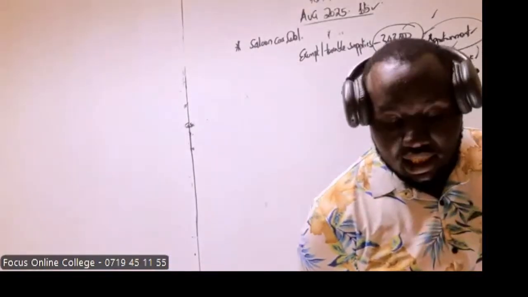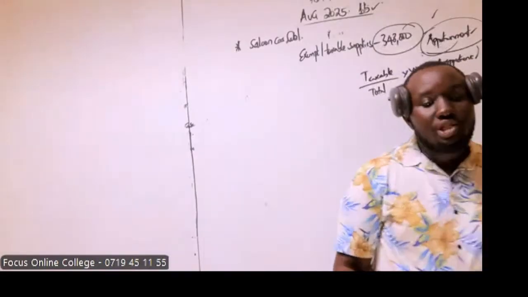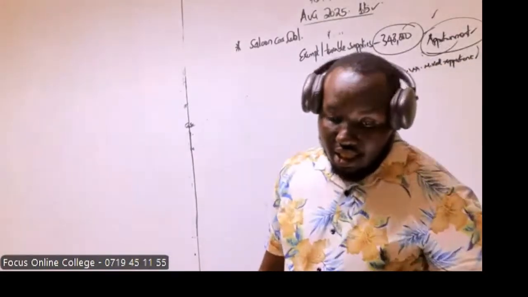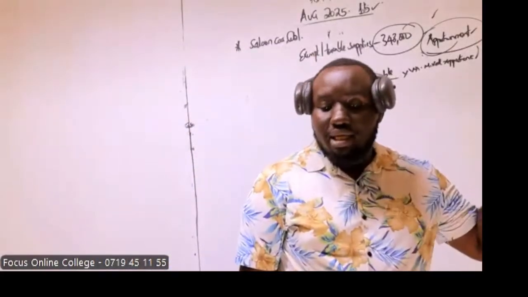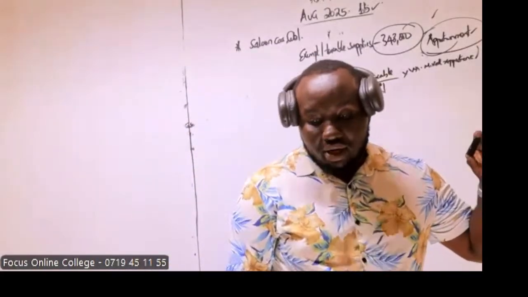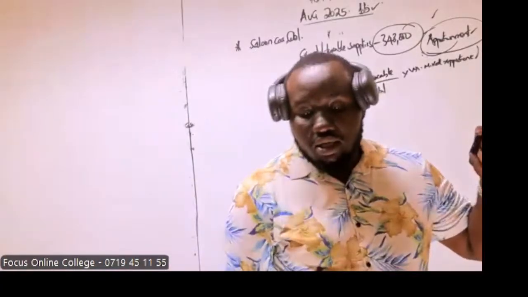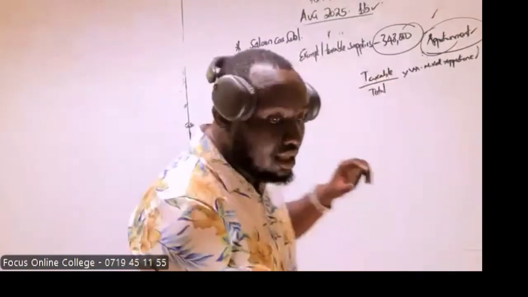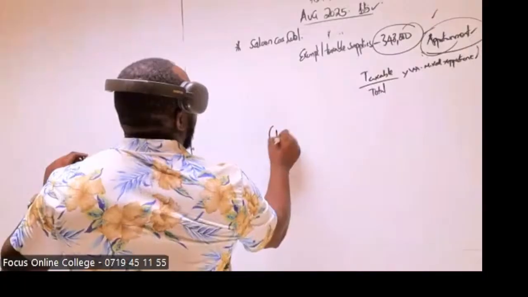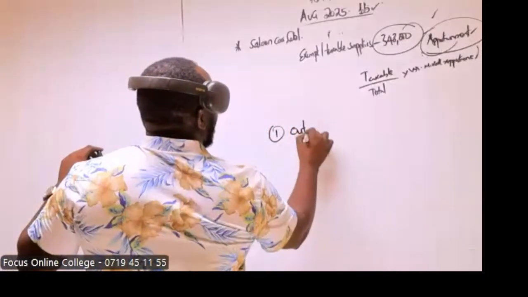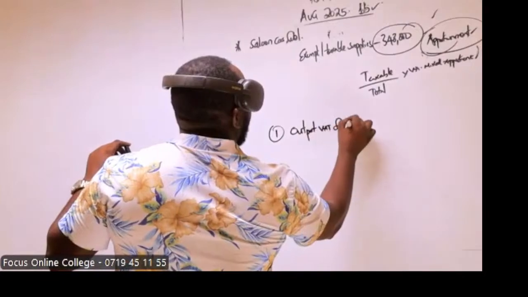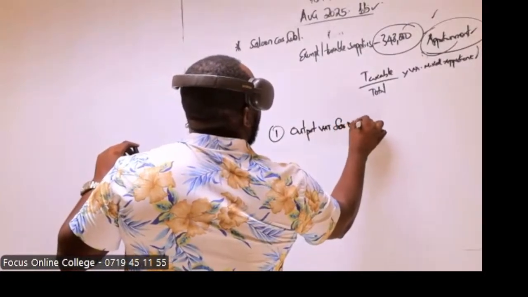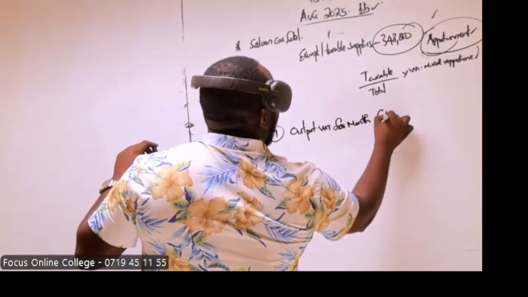I want us to do at least one before I give you a breather. Allow me to do the first one, then I give you a breather. So number one required: compute output VAT for the month of April.